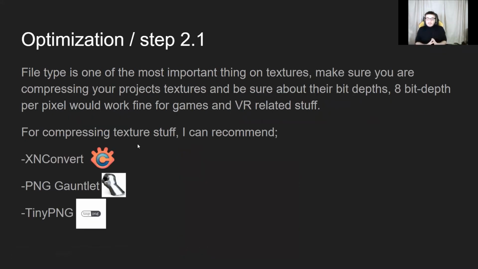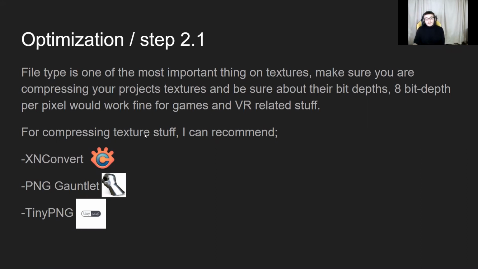So, file type is one of the most important things on textures. Make sure you are compressing your project's textures and be sure about their bit depths. 8-bit depth per pixel would work fine for games and VR related stuff. There are bit depths like 8-bit, 24-bit. Bit depth is the scale of the colors. An 8-bit depth texture can only contain 8 bits of data. But if you use 24, which increases the texture size, you will get more, more detailed colors. But 8-bit depth has always worked fine for me. In my 6 years of career, I have never used 24-bit depth textures, and I didn't lose anything.